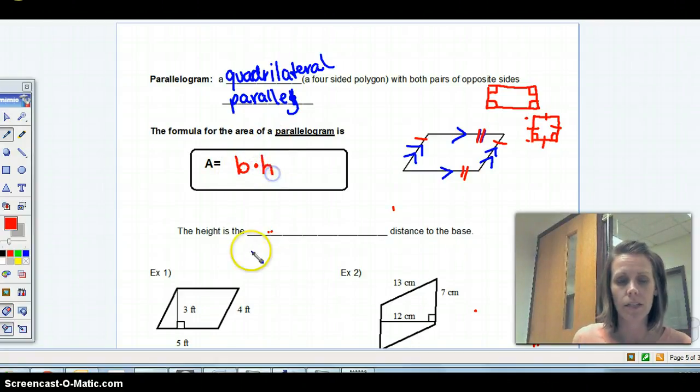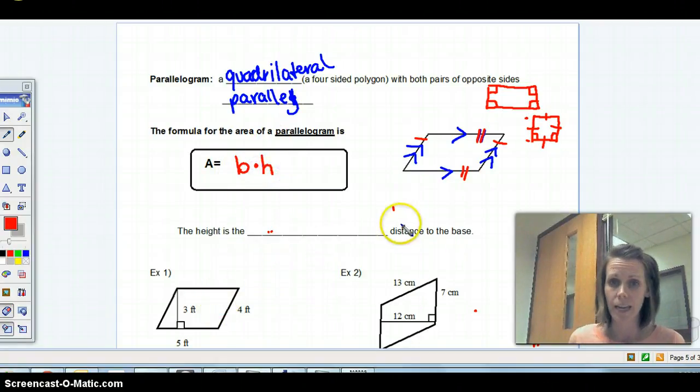All right, so the area of a parallelogram is going to be a lot easier than even a triangle was. You're just going to take the base times the height. That's it. And that height has to be the perpendicular height, just like before with the triangle.